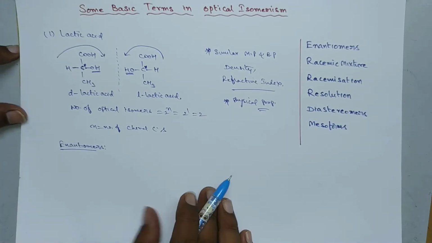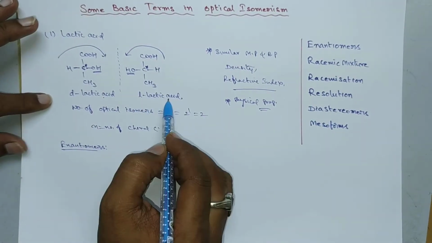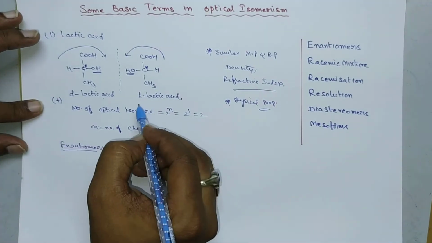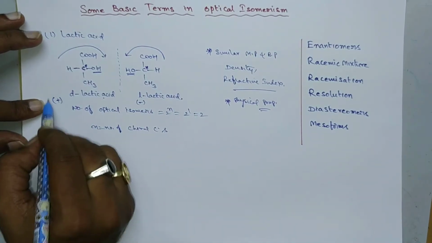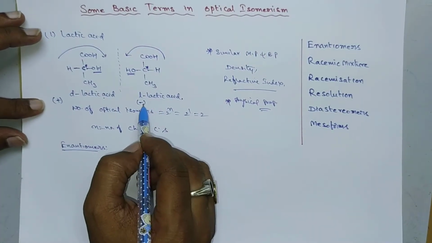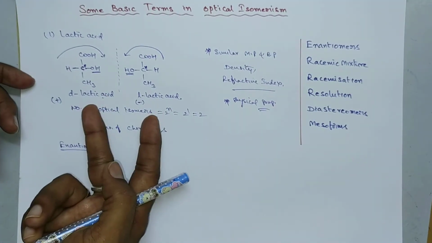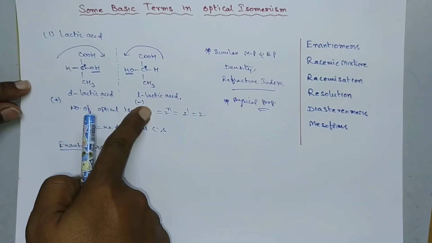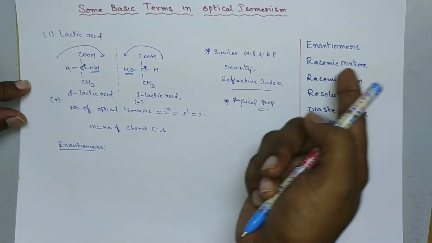Racemic mixture means here it is the D molecule, that is D-lactic acid, and here it is L-lactic acid. The D compound is represented by plus and the L compound is represented by minus. This is the plus isomer, this is the minus isomer. If you mix these two isomers in equimolar proportions, that is 50% of the D isomer and 50% of the L isomer mixed together, then we get a racemic mixture.